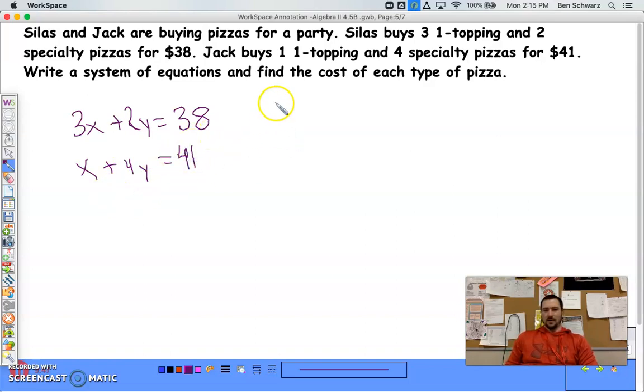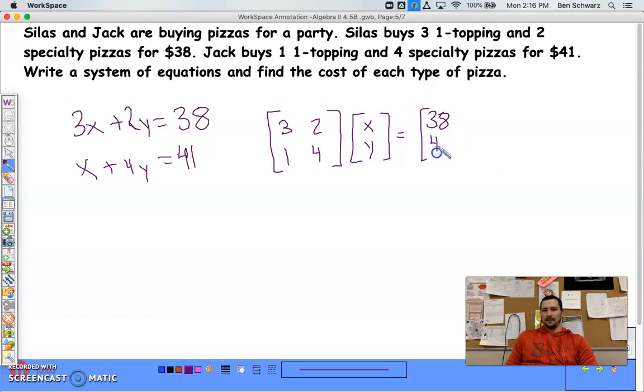So, like before, let's get our matrix equation. We got 3, 2, 1, 4 times x, y gets us our constants, 38 and 41. So take the inverse, right? So 12 minus 2, so it's going to be 1 over 10. The 4 and the 3 switch spots, make the others negative.